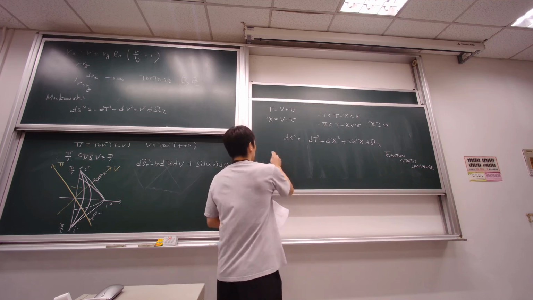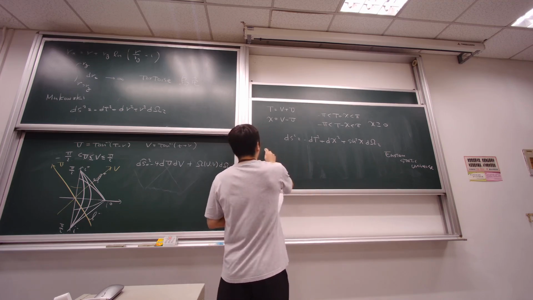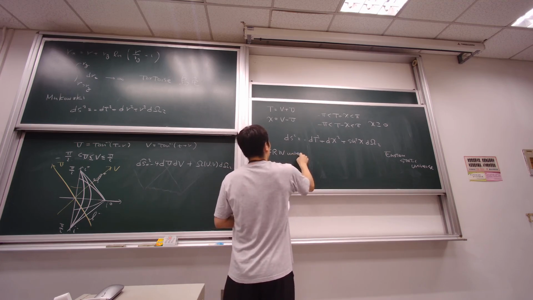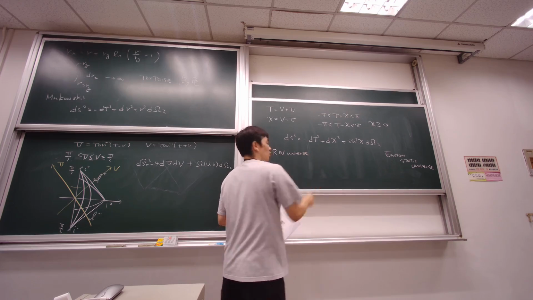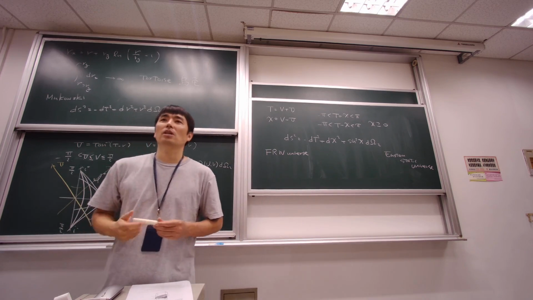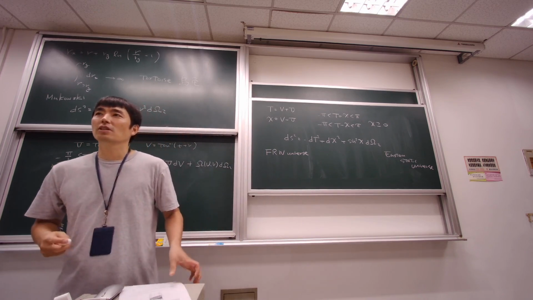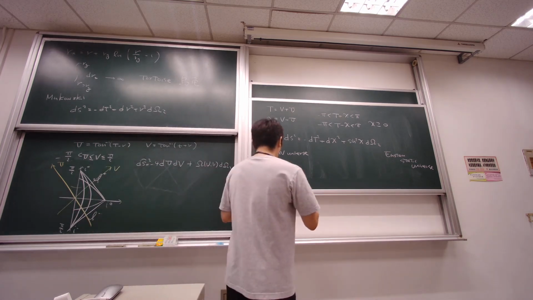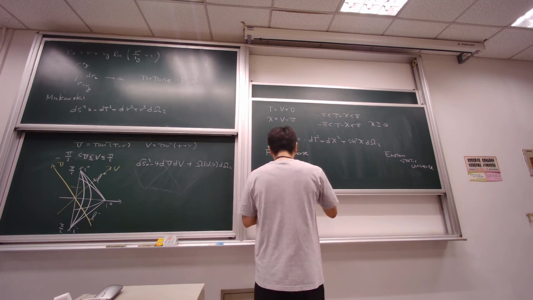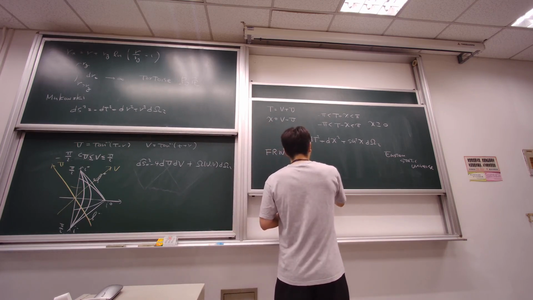So the so-called FRW universe is the isotropic, homogeneous universe. One can derive the solution. If you don't know it, I mean, it's fine. Maybe I can talk about this one in the future in this course.